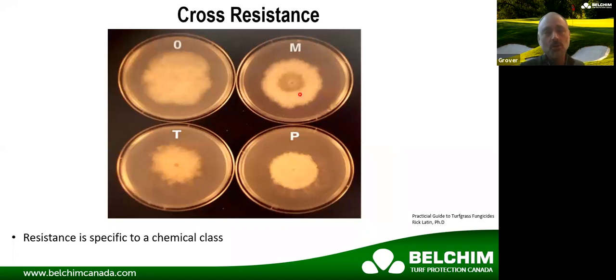Then there's something known as cross resistance. What we're looking at here are 4 culture plates: here's your check, and you have 3 fungicides from the same family. These are all group 3s or DMIs. Here's myclobutanil, here's propiconazole, and here's triadimefon, which is only available south of the border.